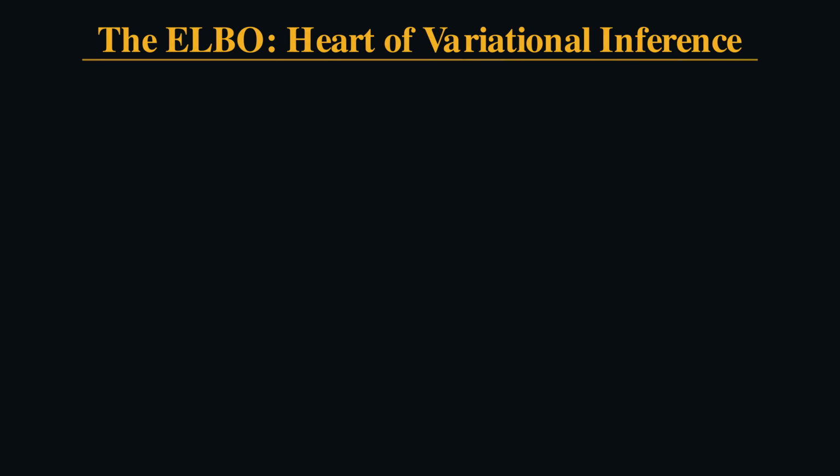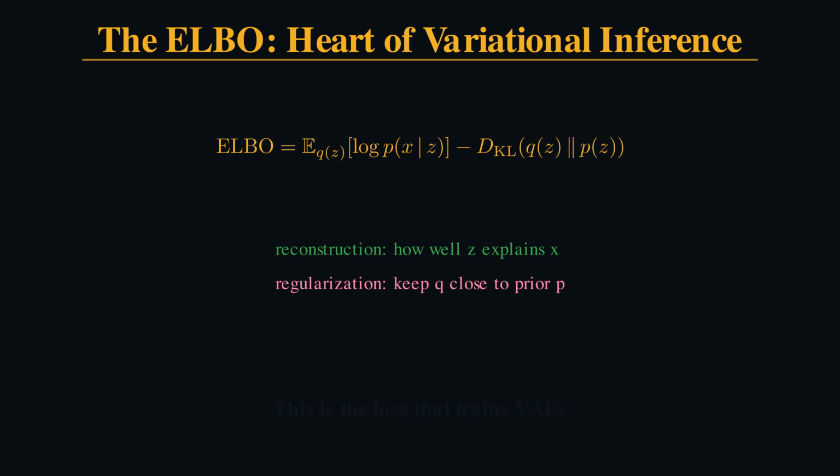The ELBO, evidence lower bound. This single line is the foundation of variational autoencoders. The first term is reconstruction. Given latent code Z, how well can we recreate X? The second term is regularization, KL divergence. It keeps the learned distribution Q of Z close to the prior, usually a Gaussian. Maximizing this lower bound trains the entire VAE. One equation, two forces, generative modeling.